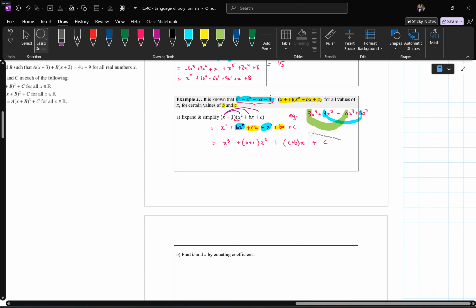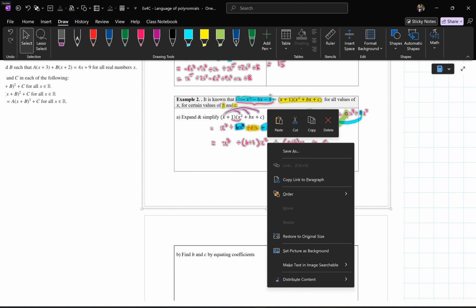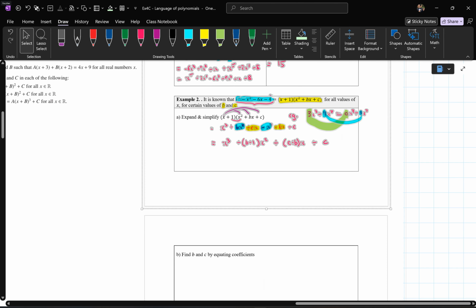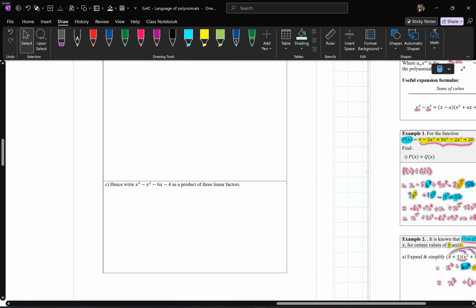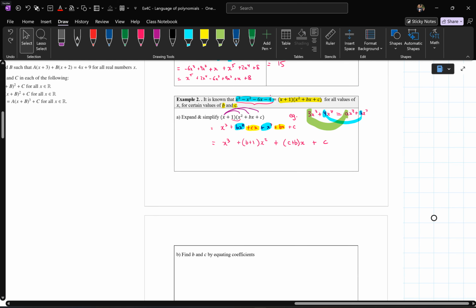So I'm going to copy this one down. Oh, that's bad. I'll just write it again. So equating now. The next part is find b and c by equating the coefficients.